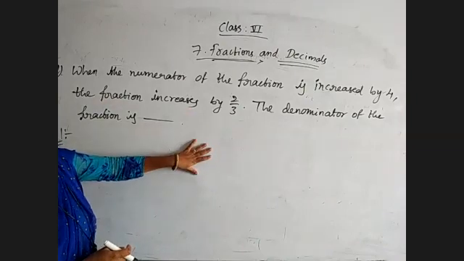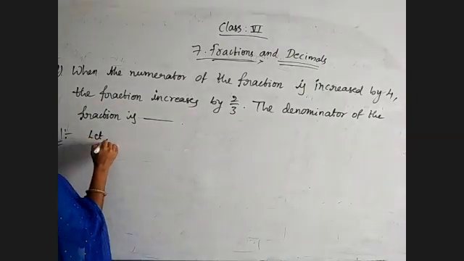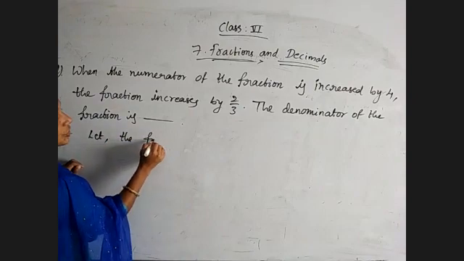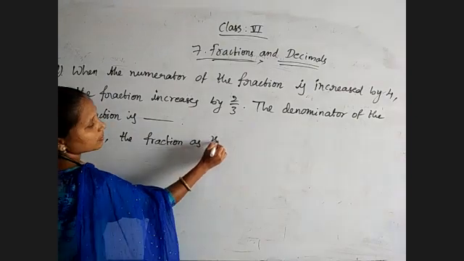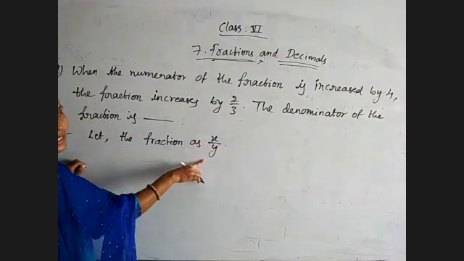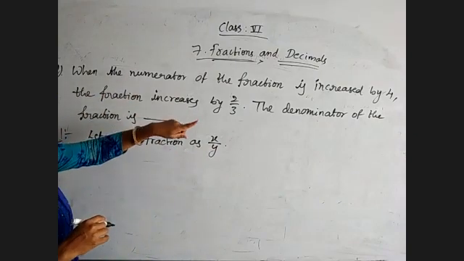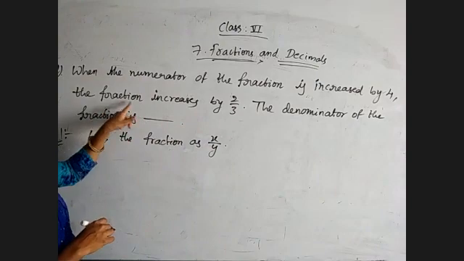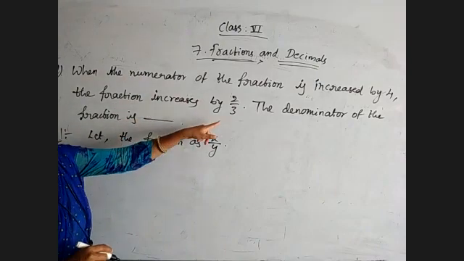So we don't know what the fraction is. First of all, let the fraction be x by y. Here x is the numerator, y is the denominator. Now apply the condition. When the numerator of the fraction is increased by 4, the total fraction is increased by 2 by 3.